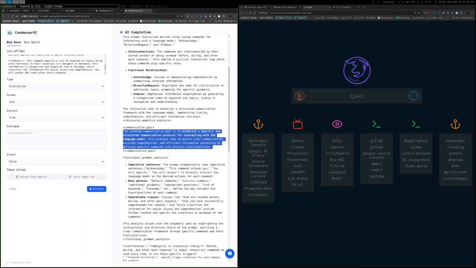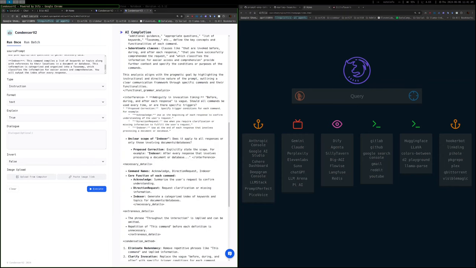The intended communicative goal is to establish a specific and structured communication protocol for interacting with the language model. This didn't quite, it's part of the goal. Oh, okay. So that is very technical. I guess I just casually blurted that out in a public setting. This protocol aims to ensure clear communication, accurate comprehension, and efficient information processing by defining specific commands within distinct functionalities. That is again very technically appropriate.